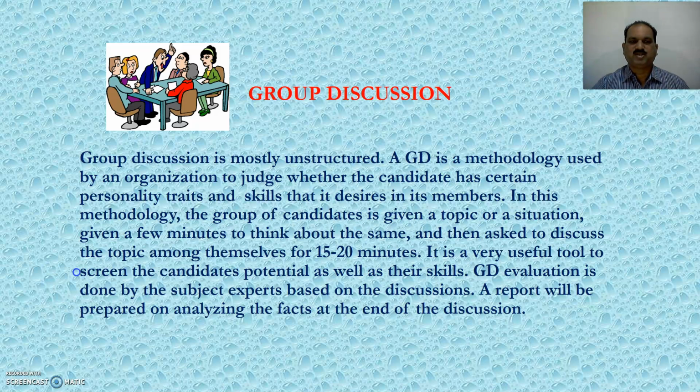A GD is a methodology used by an organization to judge whether the candidate has certain personality traits and skills that it desires in its members. In this methodology, the group of candidates is given a topic or a situation, given a few minutes to think about the same, and then asked to discuss the topic among themselves for around 15 to 20 minutes. It is a very useful tool to screen the candidate's potential as well as their skills. GD evaluation is done by the subject experts based on the discussions. A report will be prepared analyzing the facts at the end of the discussion.